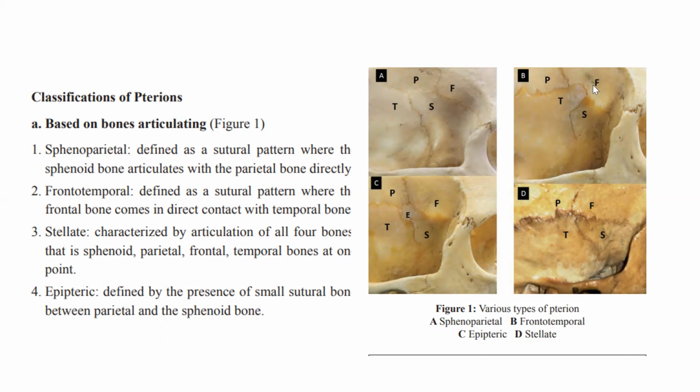The other is the frontotemporal variety. You can see in picture B, the frontal and temporal bones are coming directly in contact. In the stellate variety, all 4 bones are coming together, and there is a star-shaped configuration seen over here. That's why it is called a stellate pterion. And this is the epipteric one, where you can see a small sutural bone between the parietal and the sphenoidal bone. So this is the classification of pterion.